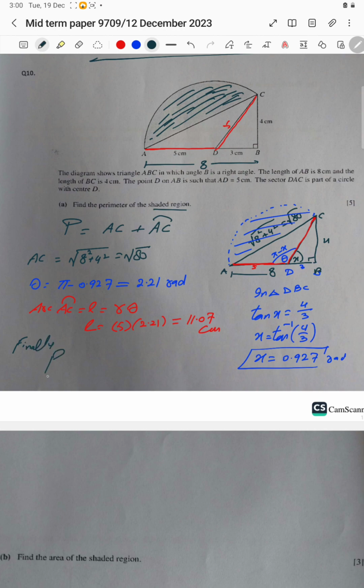So finally, our required perimeter, that is the shaded one, is equal to AC, that was root 80, plus 11.09. On the calculator, we will get P shaded is equal to 20.0 centimeter. That's my answer for the first part of this question.